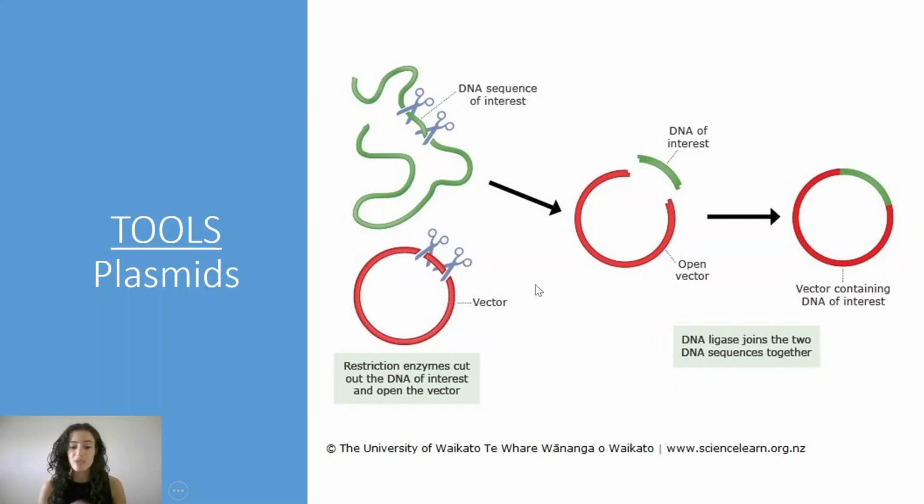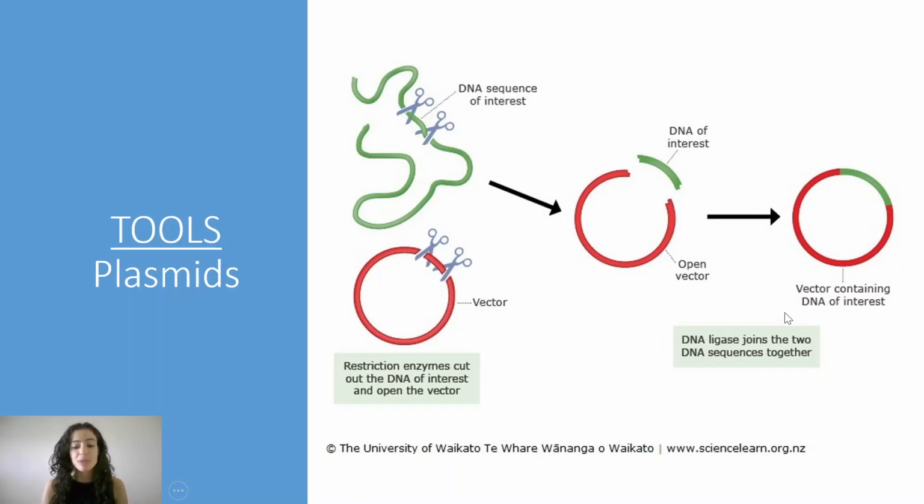So we use the same restriction enzyme, and then we've got the sticky ends, which are complementary so that the DNA of interest can be joined into that plasmid. And there's another enzyme called DNA ligase, which is kind of the glue. So restriction enzymes are the scissors that cut the DNA, and then DNA ligase will join those DNA sequences together.